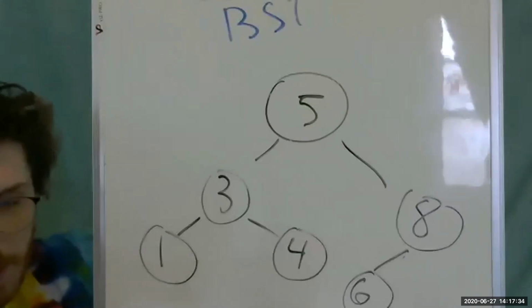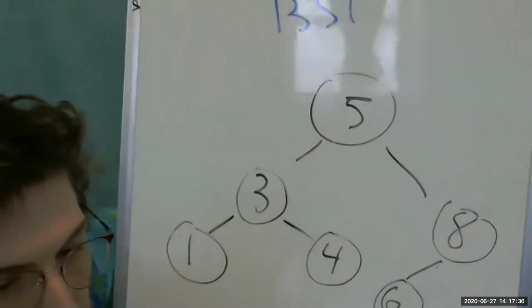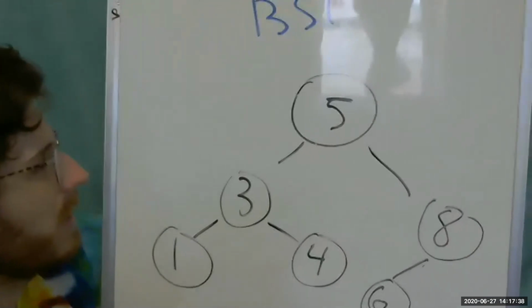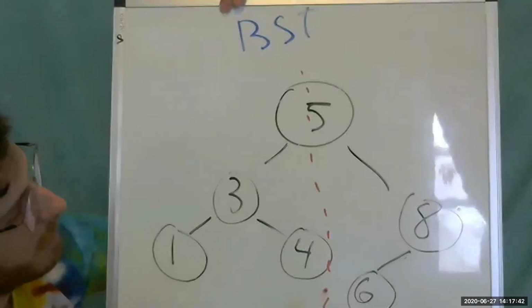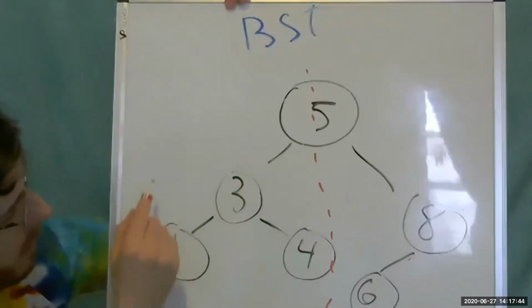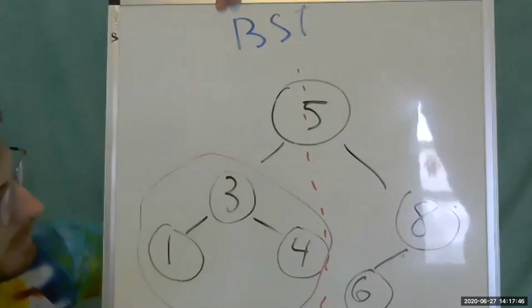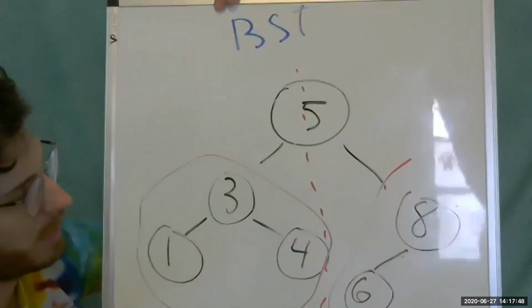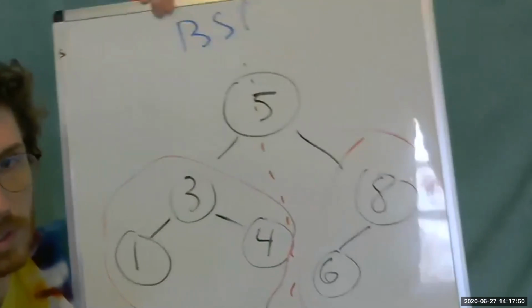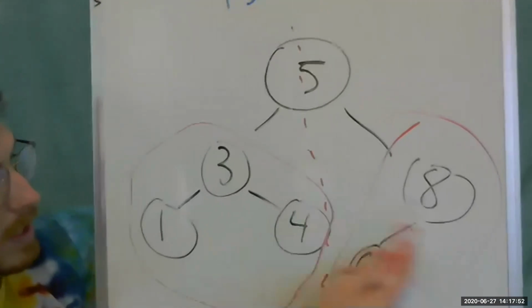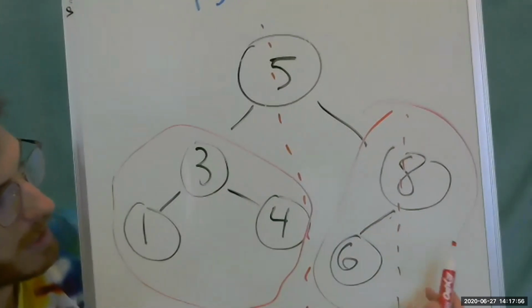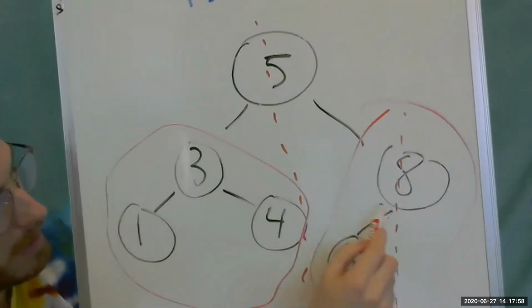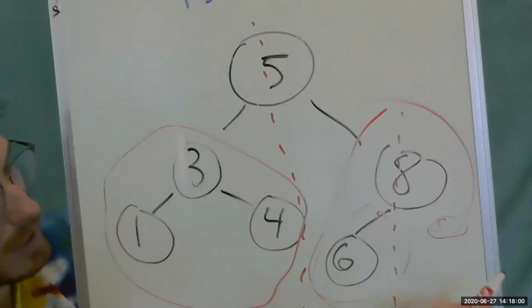Because if we parse this, right, down this 5, and we looked and we went, okay, is everything over here less than 5? Yep. Is everything over here greater than or equal to, we'll say 5? Yeah. Okay, so what about its subtrees? So if we split 8, is everything less than 8? Well, yep. Everything over here is nothing.